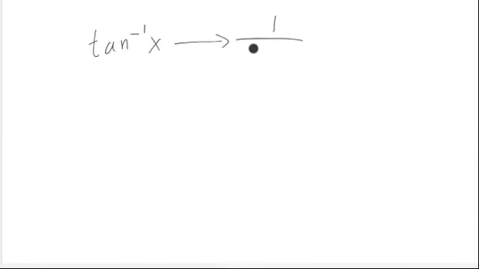Let's take a look at tangent inverse of x and its derivative. I'll write out its derivative right here, 1 over 1 plus x squared. Let's think about the standard part of tangent, just one period long, that's one-to-one, so it has an inverse, and it looks like this.